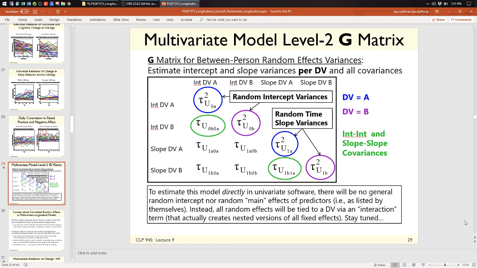where you have the intercept for A, the intercept for B, the random slope variance for A, and the random slope variance for B. And so these are the variances. The off diagonals give you the covariances, where I've highlighted in green the ones that would be of direct interest, intercept and slope. If you ask for G core, you get the correlation version of this matrix, and you get all the correlations at level 2.